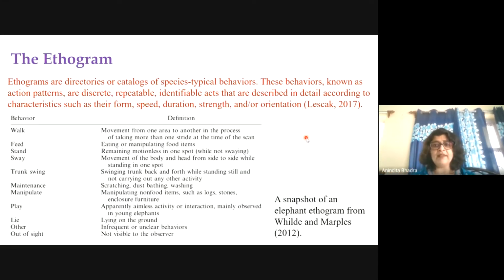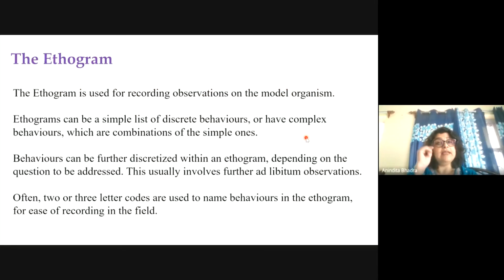Now, I can define a behavior using a common English term based on the way I see it in my species, and that will become part of my ethogram. So the ethogram is again very important, because from your ad libitum data, you have a whole range of behaviors that you've seen. Now you discretize them and you say, this is called walk, this is called run, this is called run fast, this is called chase, so on and so forth.